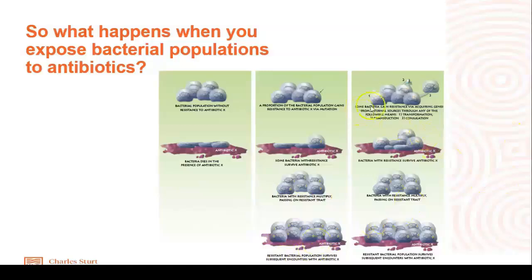Okay, here we have the plasmid bit. Some bacteria can gain resistance via acquiring genes from external sources through any of the following means. Now, we haven't gone through it here: transformation, transduction, conjugation. Again, through the acquiring of those genes, some of them will gain resistance, and then they can multiply, and then the population survives further encounters with antibiotic X. So yeah, it's just different ways of acquiring that resistance, either by spontaneous mutation or through this extra chromosomal DNA.